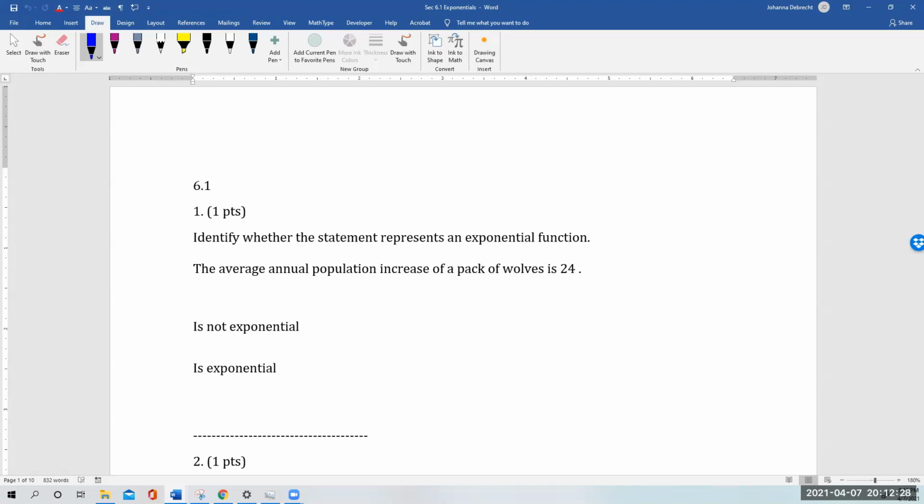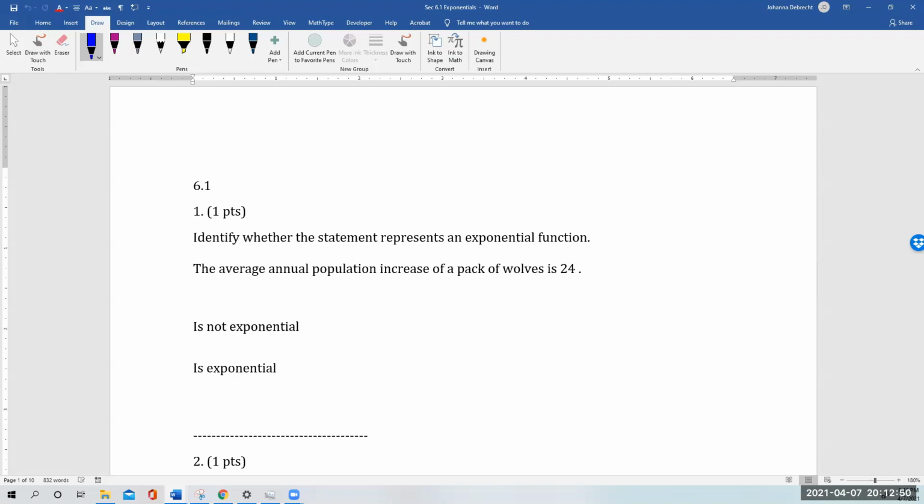Remember that an exponential function goes faster and faster as time goes on, or slower and slower as time goes on. So the rate of change is increasing as time goes forward, or the rate of change is decreasing as time goes forward. That means the change is not always the same from one time period to the next.